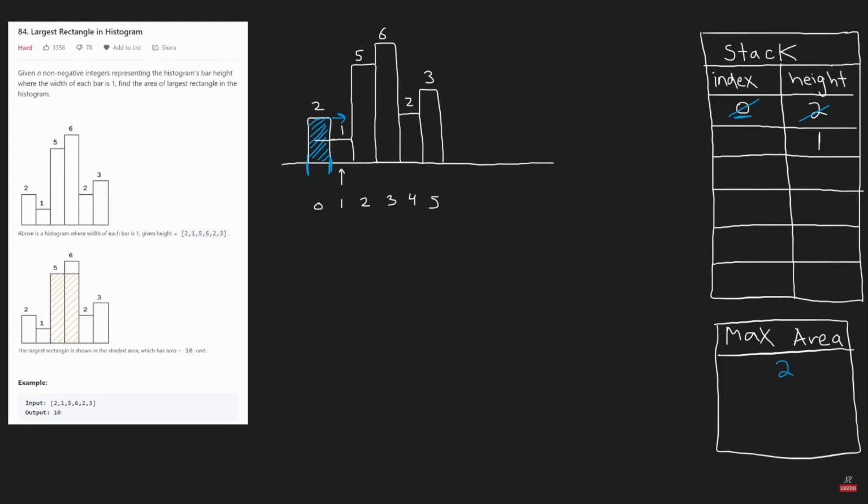If you look at this 2, we can actually extend this 1 all the way back because we just popped this 2. That means this 1 could have been extended back by 1. So instead of saying this height 1 starts at index 1, I'm gonna say it starts at index 0 because we can extend it all the way back to the 0 over here.